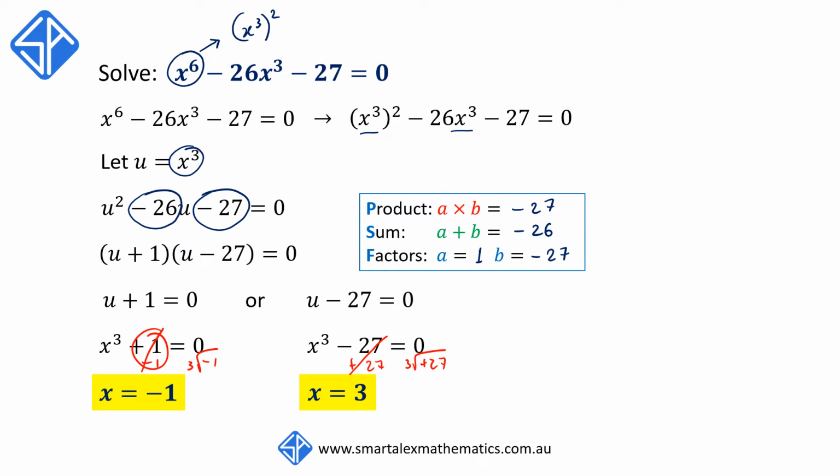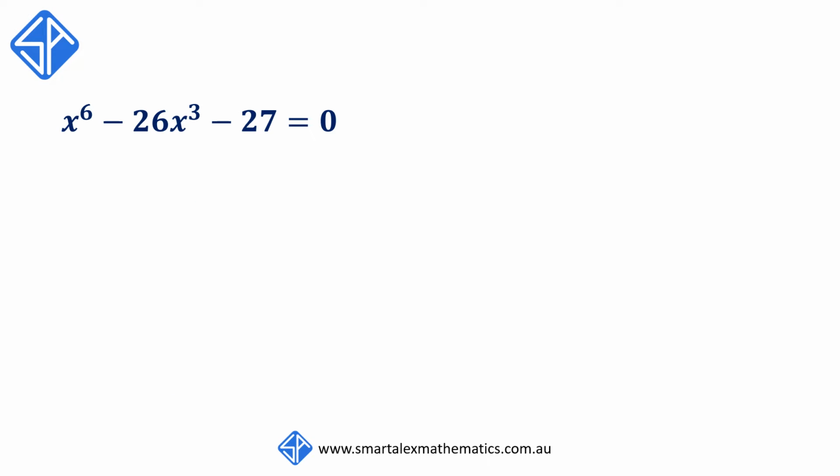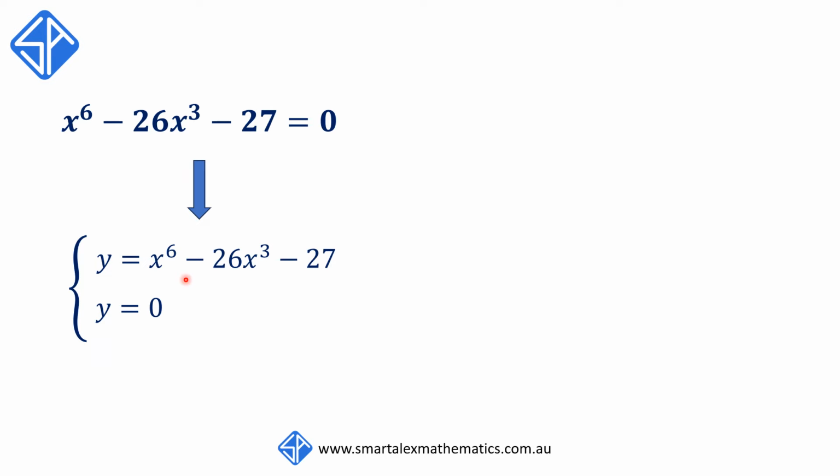So for this degree 6 equation, we actually have two solutions only, which are x is equal to negative 1 and x is equal to 3. So why do we get two solutions for this equation of degree 6? Well, anytime we solve an equation like this, we're essentially solving simultaneous equations. In this case, we are solving the simultaneous equation between y is equal to x to the 6 minus 26x cubed minus 27 and the equation y is equal to 0, which is essentially the x-axis.